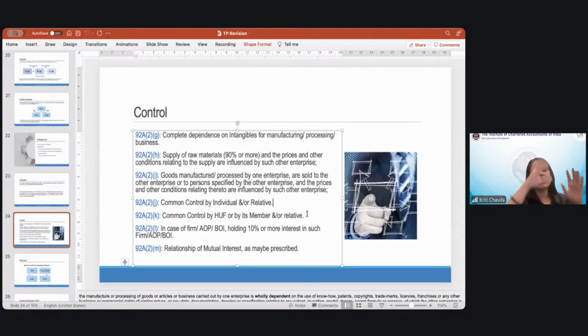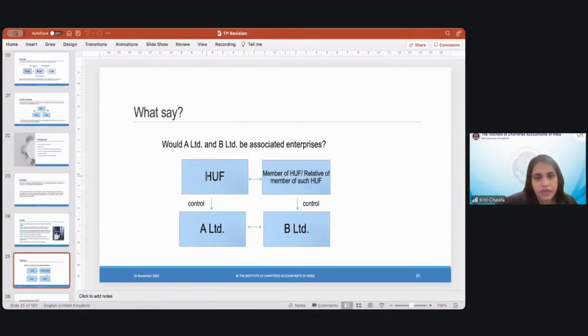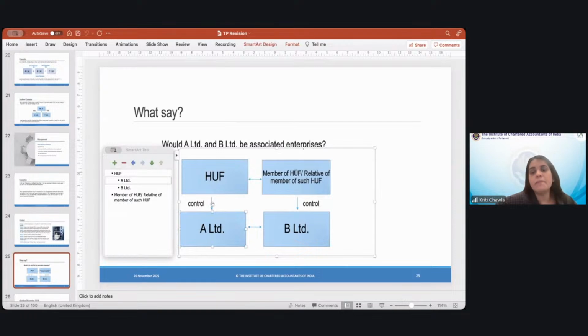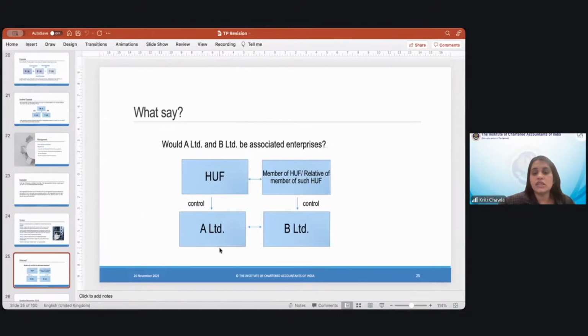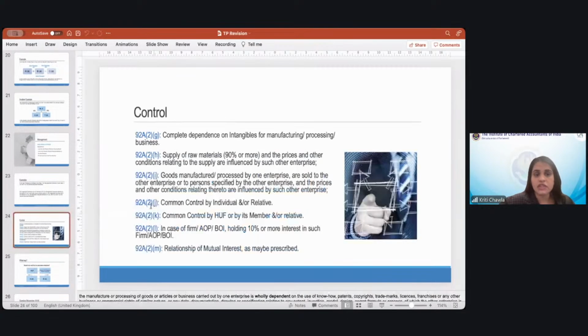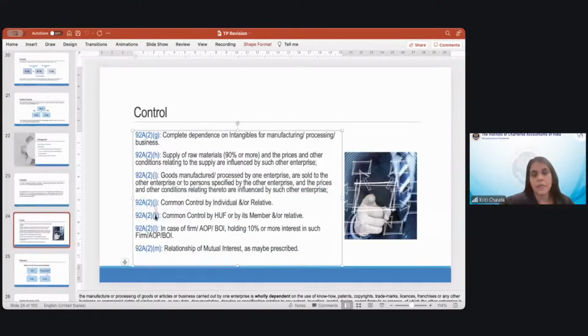Meaning to say that if there is an individual who controls a company, and the individual's relative, relative for the purposes of the Income Tax Act, controls another company, then the two companies will be related to each other. Then let's say this is an HUF. The HUF is controlling A Limited, and the member of the HUF or the relative of the member of the HUF is controlling B Limited. Well, then A Limited and B Limited will be associated to each other. Why? Because the HUF and the member of the HUF together are holding or controlling these two companies. So this is basically K.